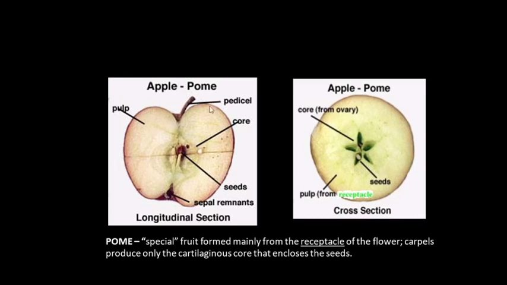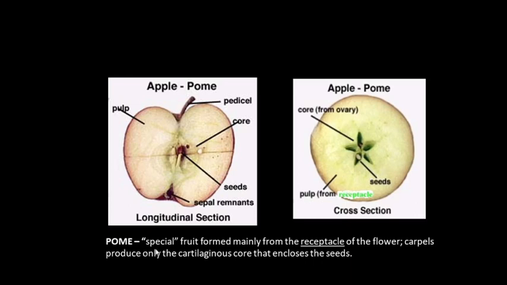In the case of apple, the fruit is also a pome. This is the pedicel. This is the pulp or fleshy thalamus. These are the sepal remnants, these are the seeds, this is the ovary. This is the cross section of the same fruit, apple. These chambers are the ovary chambers, and this is the seed, and this is the swollen part.